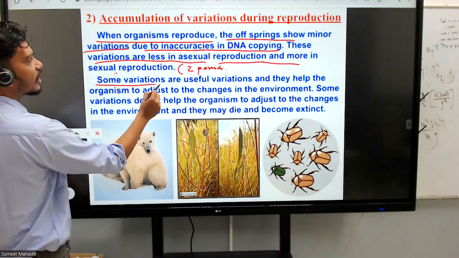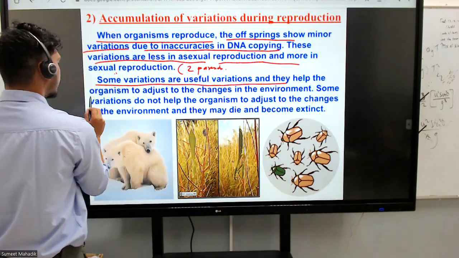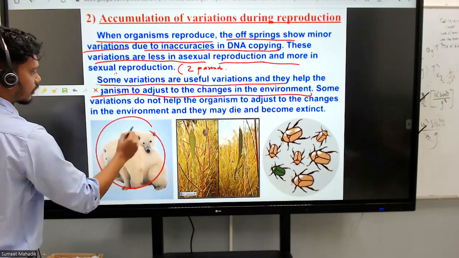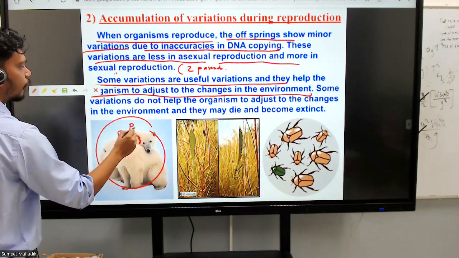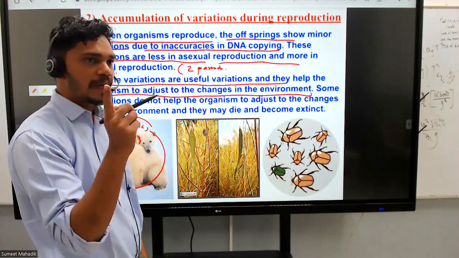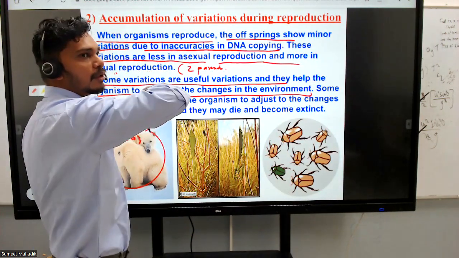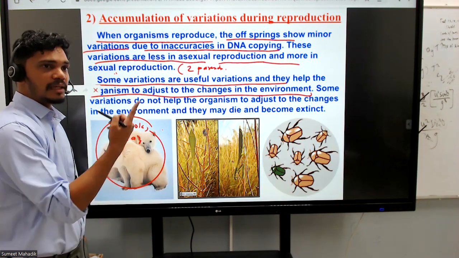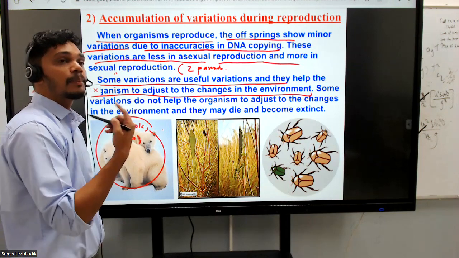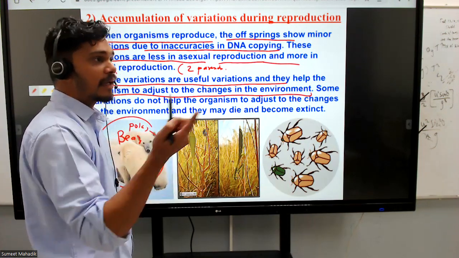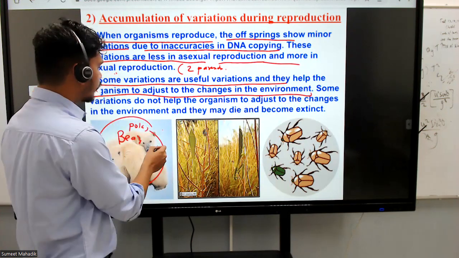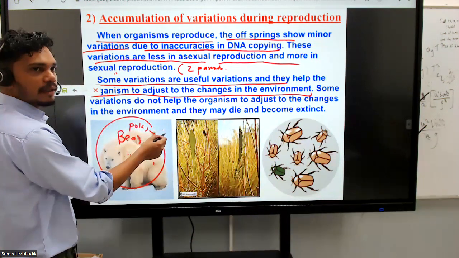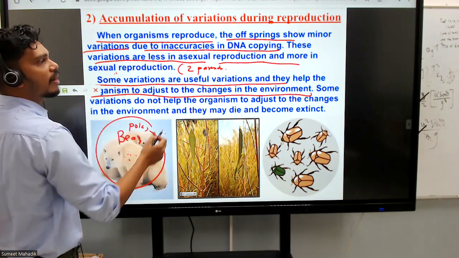Now, some variations are useful and they help an organism adjust to changes in the environment. For example, look at this. This is a bear, but which one? Polar bear. Now, suppose a forest bear is brown in color, and if I put that forest bear into a snow region, what is going to happen? It is easily distinguishable, so its chances of survival are very low. It can't even find prey. Why? Prey can easily identify that something is coming, right? But if the polar bear's color is white, it can be useful to hide itself. So that is a change. These survivals are important.